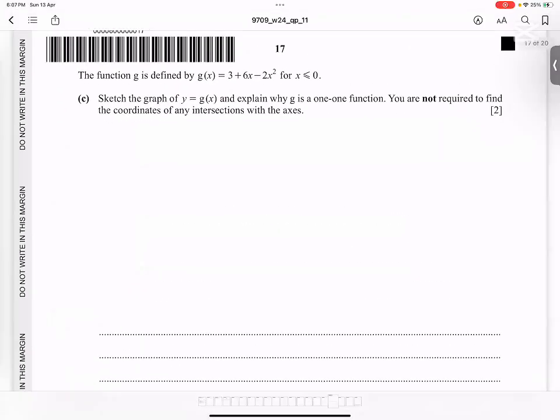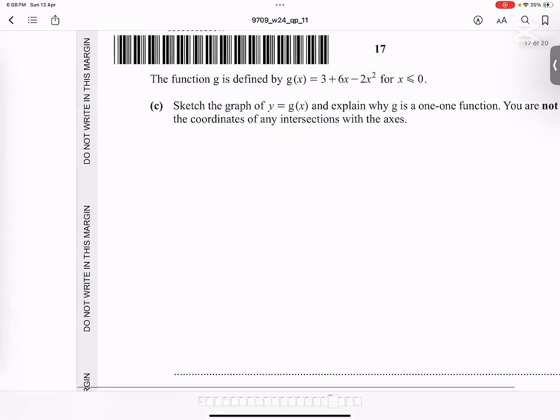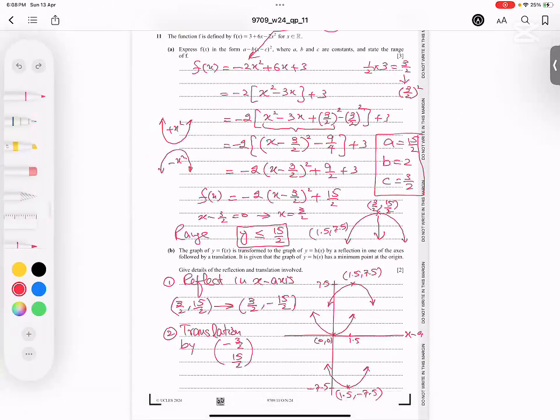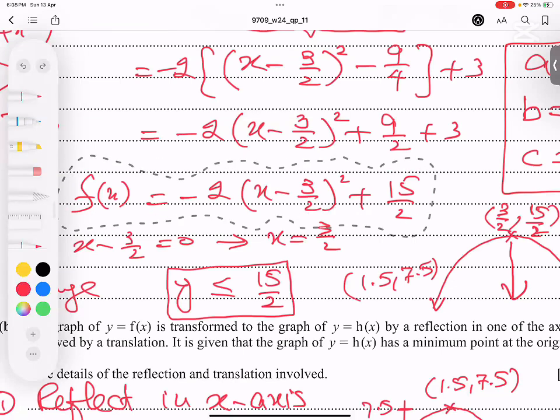Part number C, we have the graph is defined by this, the same graph he gave on the previous page, but he said this time x is less than 0. And sketch this graph and explain why g is a 1-to-1 function, and you are not required to find the coordinates of intersection with the x-axis. Okay, first of all, I think we have the equation, he talked about this equation. I will copy and this equation is very important.